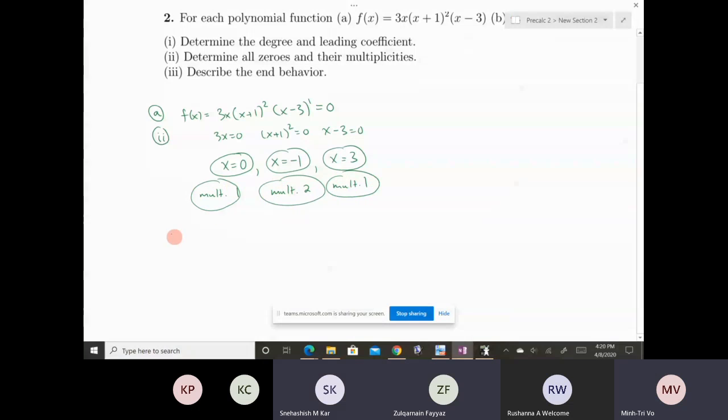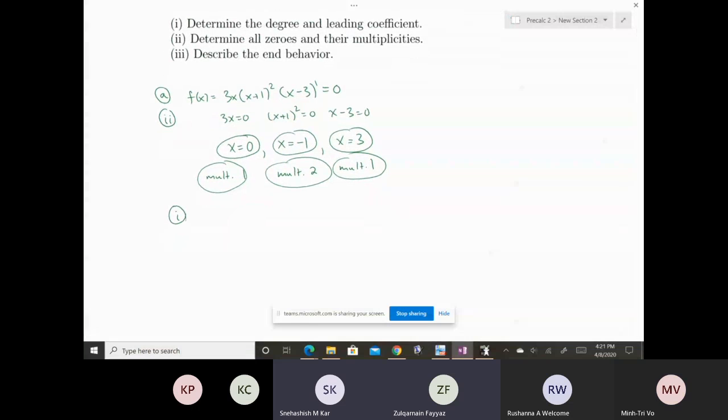Professor, why is the multiplicity for x minus 3 equals 0 equal to 1? Because the power is 1. Okay, I'm sorry, I didn't see that. So the leading coefficient would be 3. Yeah, the leading coefficient is 3.